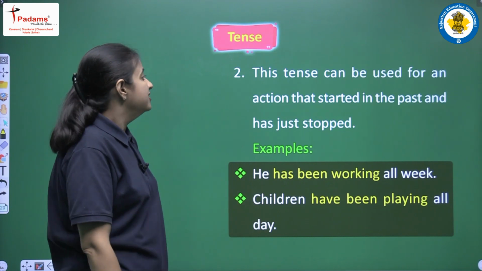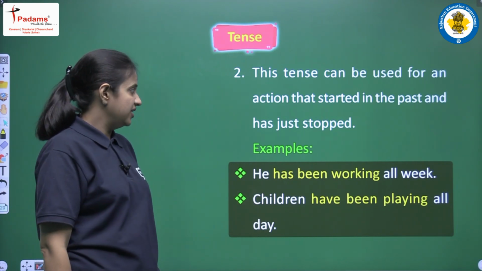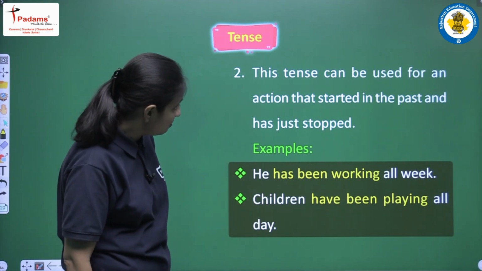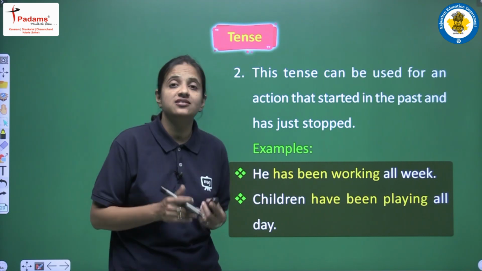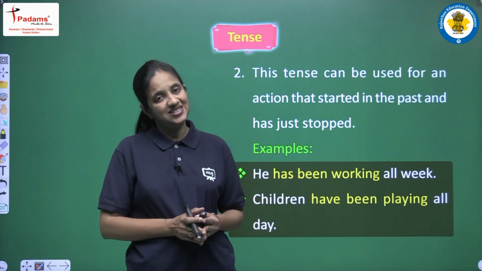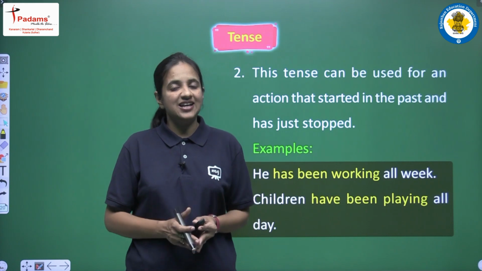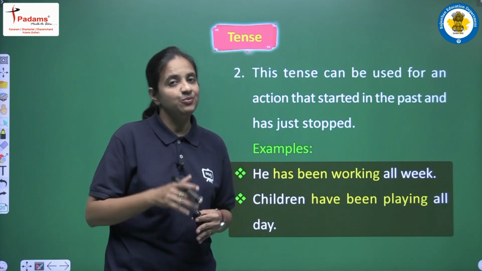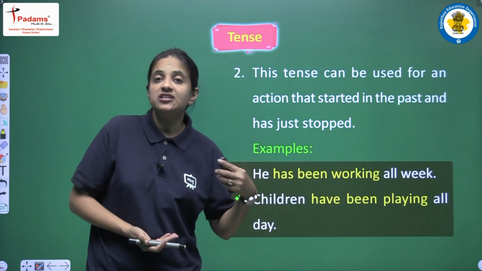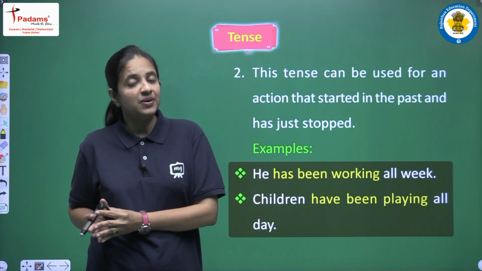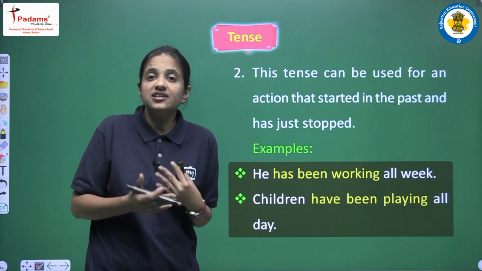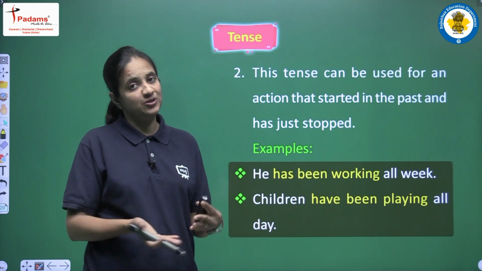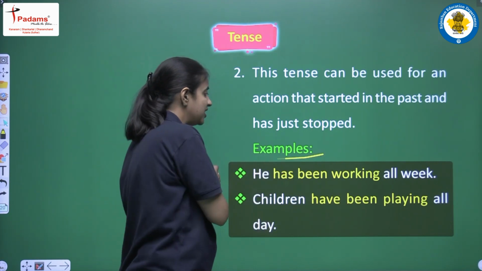So let's read. This tense can be used for an action that started in the past and has just stopped. So this is the second use, and this tense, that is present perfect continuous tense, sometimes can be used to express those actions that started in the past but right now, just recently, they have stopped. So how? Let's see some of the examples that we are having.